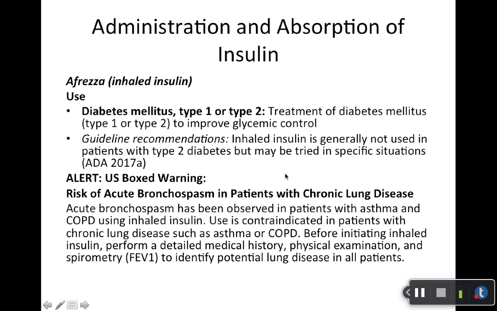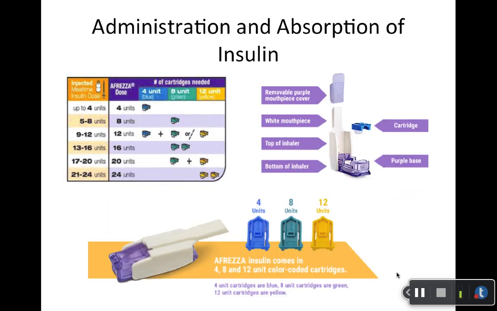The other thing you have to be very careful with is if anyone has asthma or COPD, there's a box warning there. Definitely read through that. There is an increased risk of acute bronchospasm in patients with asthma and COPD, and it is contraindicated. So if you ever come across an instance where you want to prescribe it for a type 1 or that rare type 2 patient, definitely make sure they don't have asthma, COPD, or any lung disease.